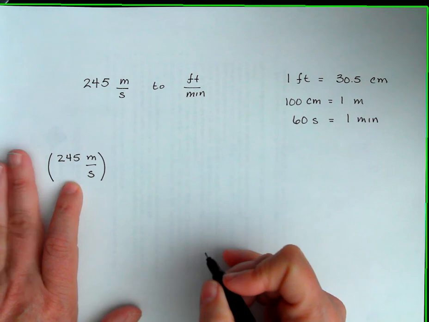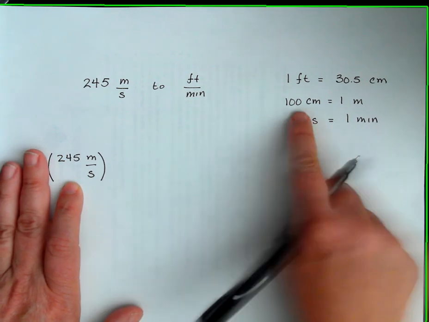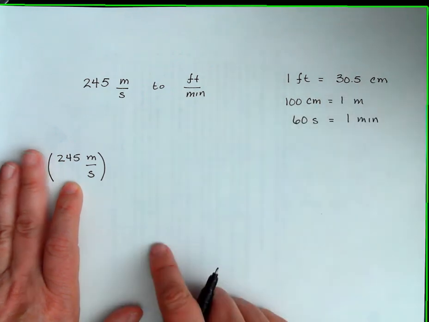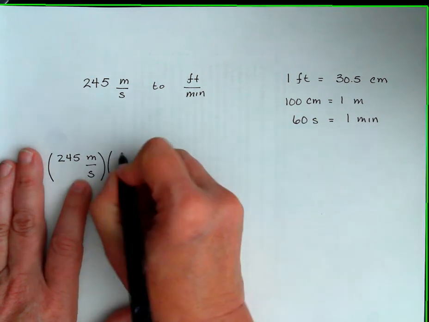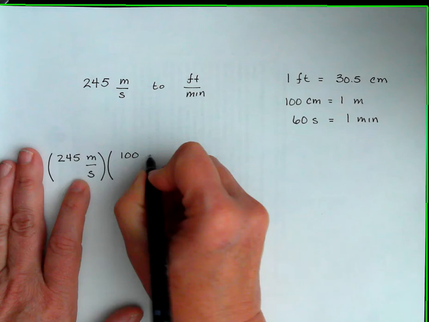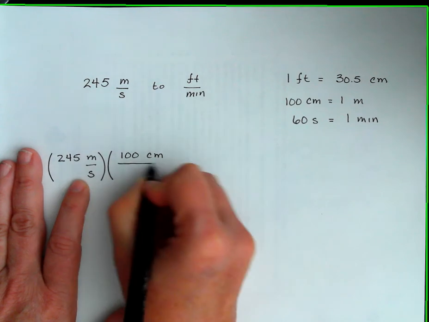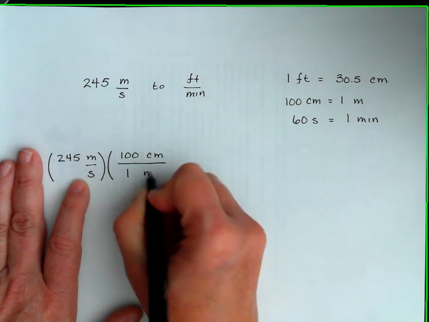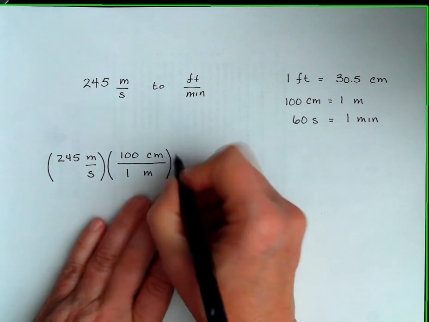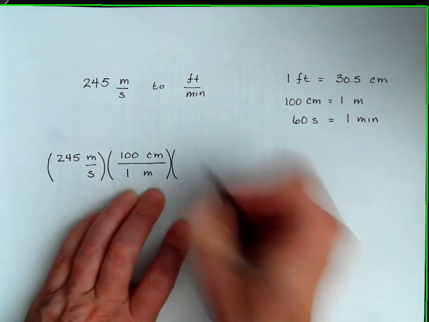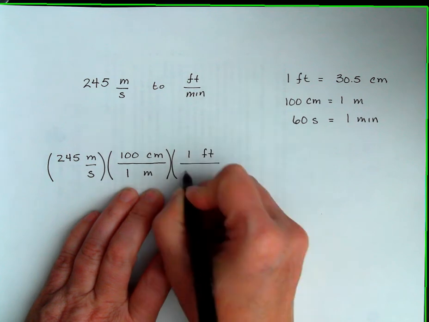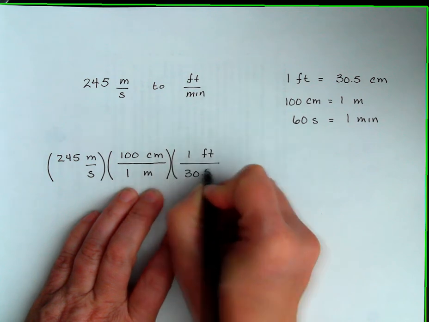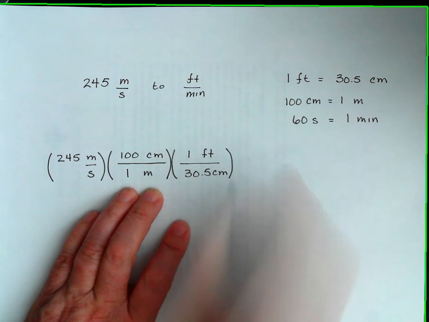I need to be in feet, but I've got my conversions here, so I'm going to go ahead and convert my meters to centimeters. So I'm going to put this as 100 centimeters is equal to 1 meter. And I know that I want to be in feet, so I'm going to have 1 foot divided by 30.5 centimeters because that's my conversion factor.